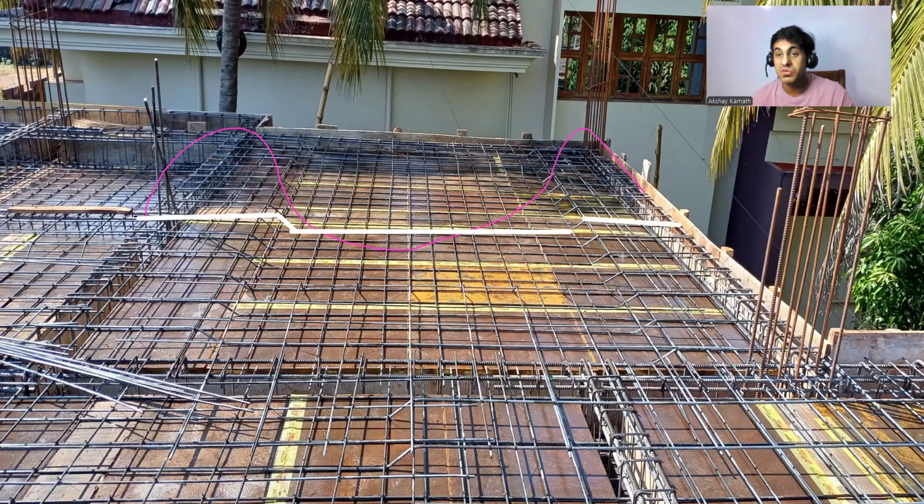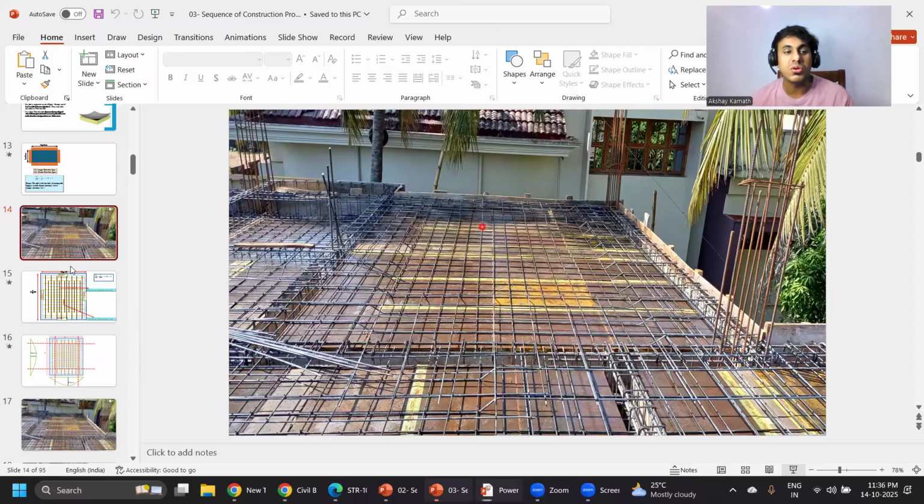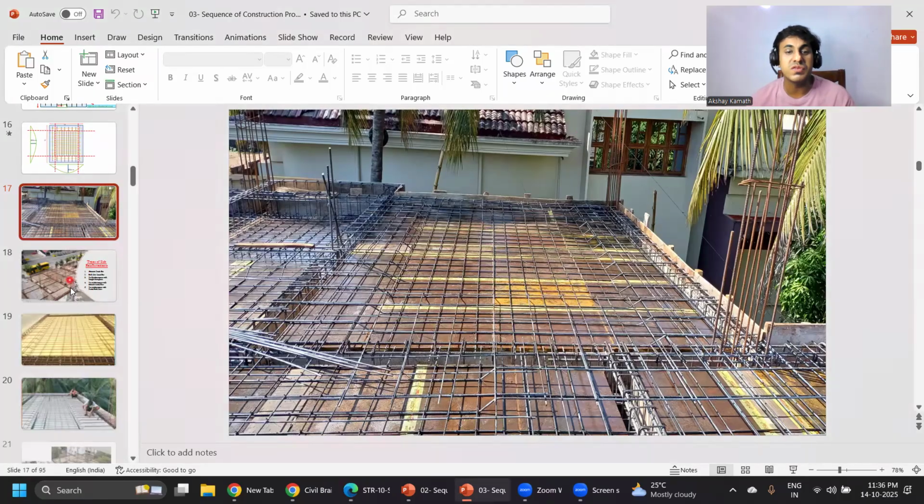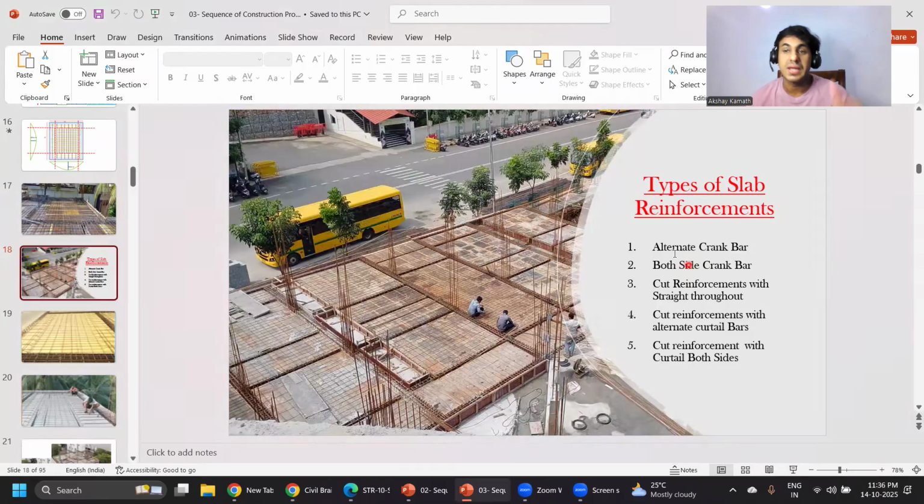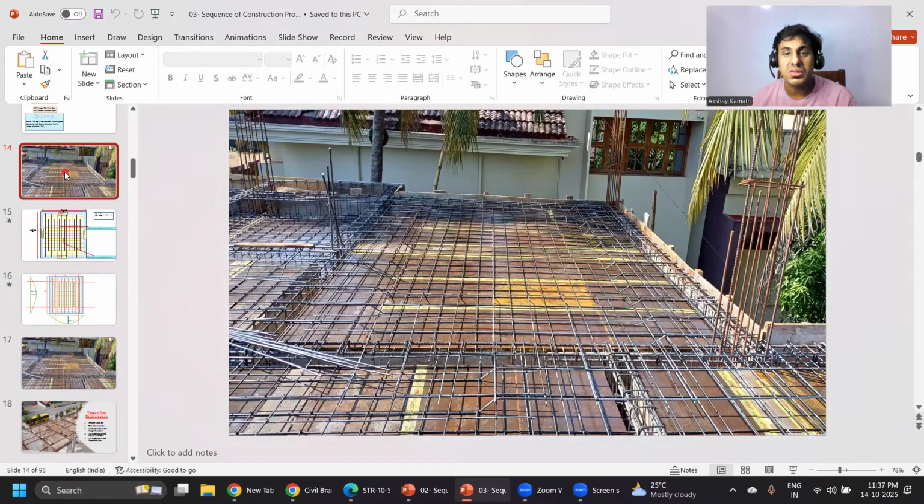Again, there are different ways of doing. There are almost 5 types of slab reinforcement which you can give. I have explained only one. So practically when you enroll in my entire courses, there I'll teach you 5 types of reinforcement. One is alternate crank, that is both the side you will be providing a crank. Second, alternate crank is not both side, alternate crank. What is alternate crank?